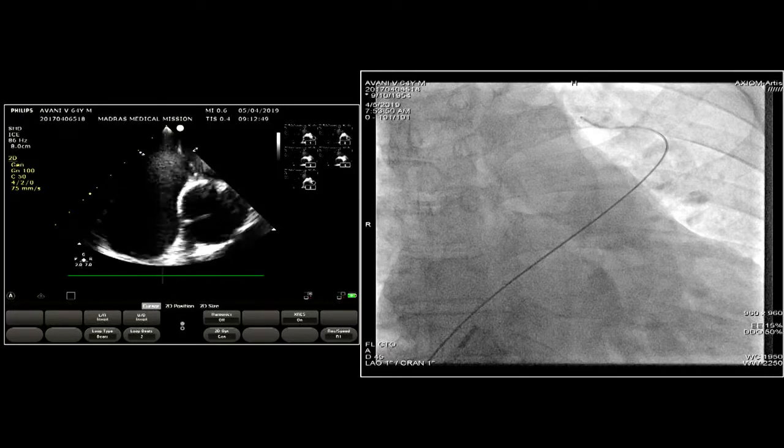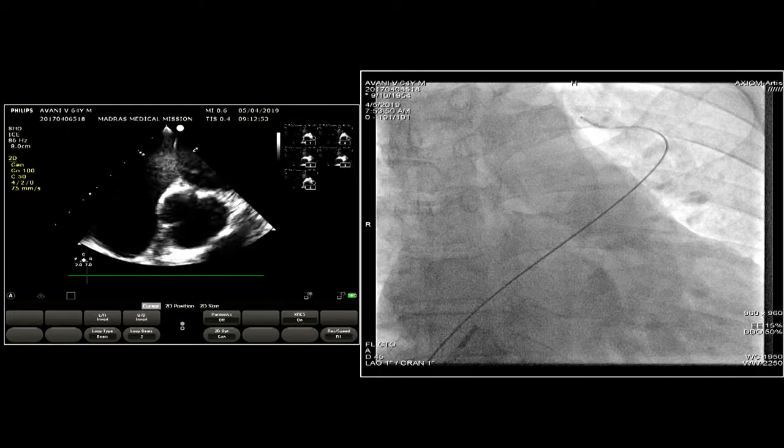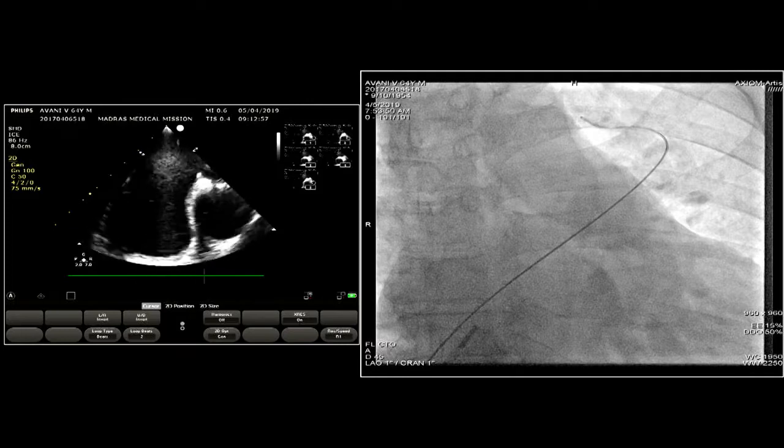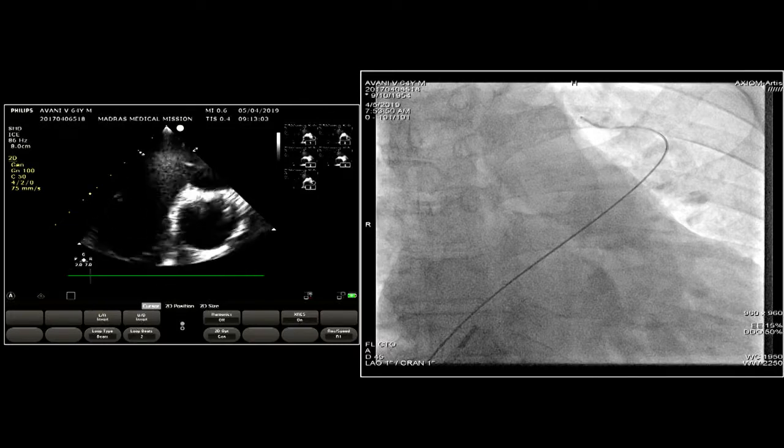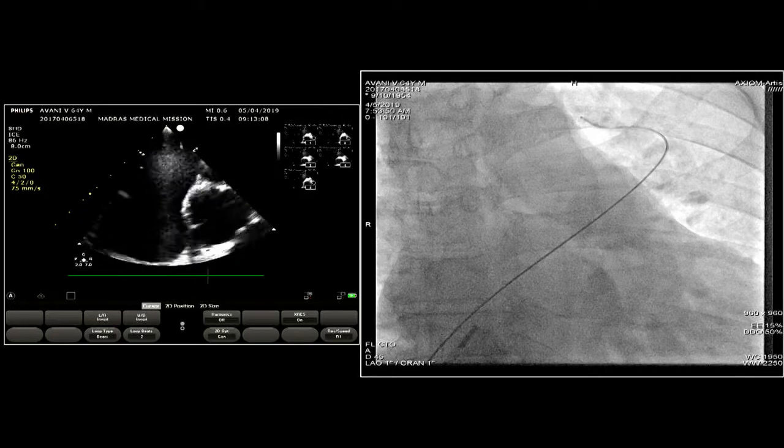So with a shunt of 2.8 to 1 and a PVRI of 3, I think the question of pulmonary hypertension is possibly just hyperkinetic and it's going to become better. Now the second concern is, being an adult, he has a chance of getting a restrictive left ventricular physiology.